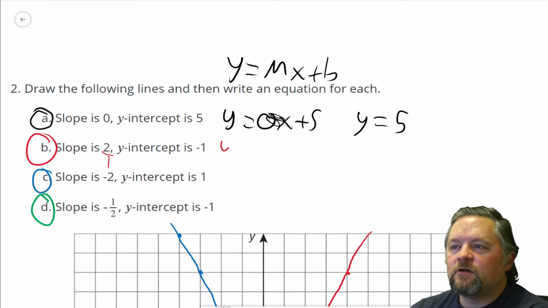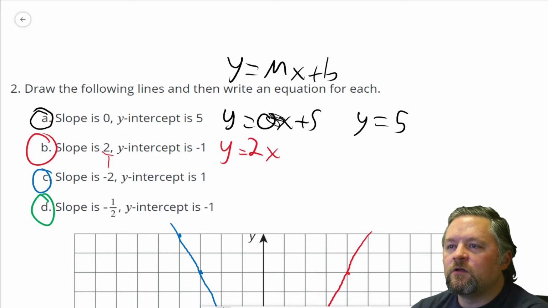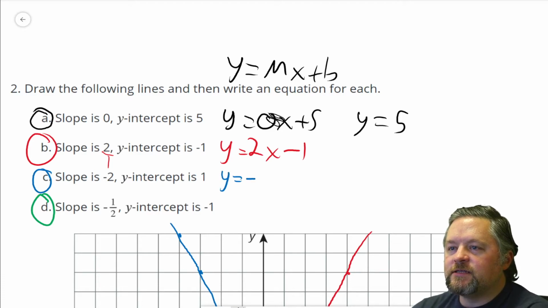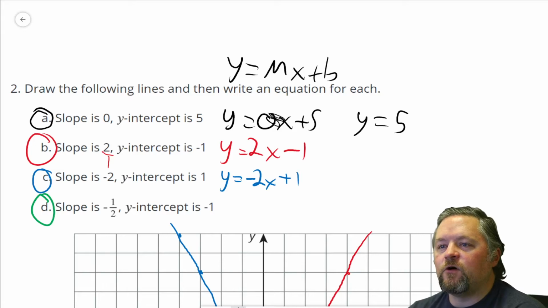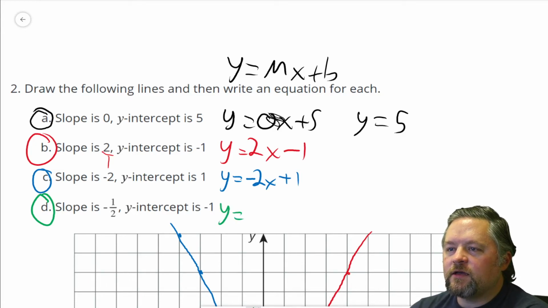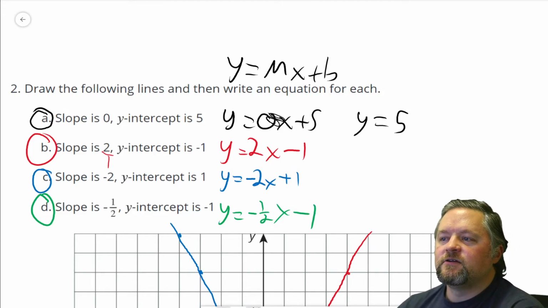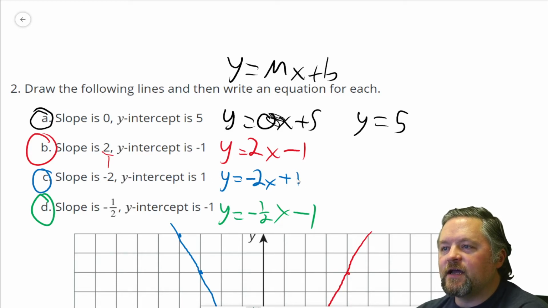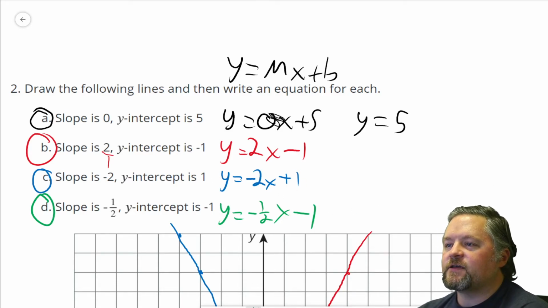The next one, y equals, our slope is 2, plus b, but our intercept is -1, plus -1 means -1. Slope is -2, the y-intercept is 1. y equals -2x, because our slope is -2, plus 1, because our intercept is +1. Last one, y equals -1/2 x, because our slope is -1/2, and our y-intercept is -1, so we add -1, and that means just subtracting 1. Okay, y equals 5, y equals 2x minus 1, y equals -2x plus 1, y equals -1/2 x minus 1.